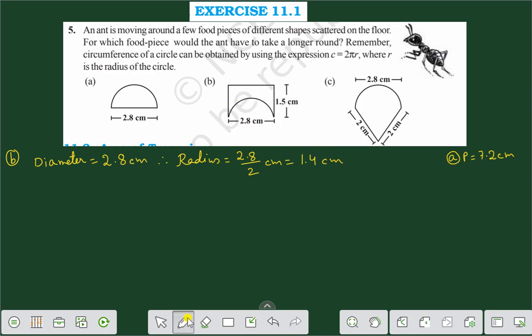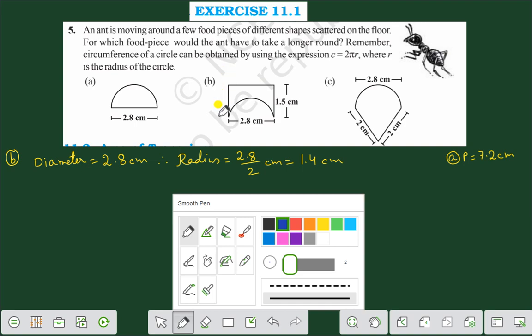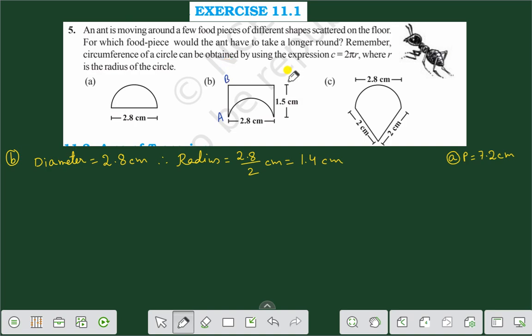Now, if we name this one as A, B, C, D, then the perimeter of this figure is equal to the length of AB plus BC plus CD plus the curved part DA.